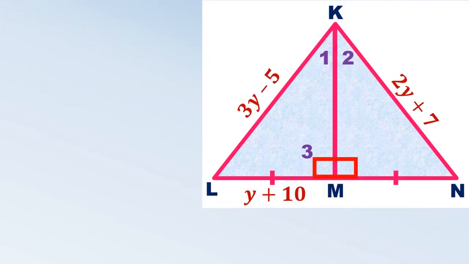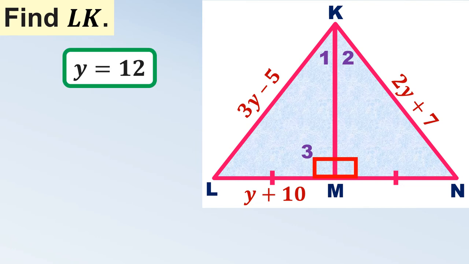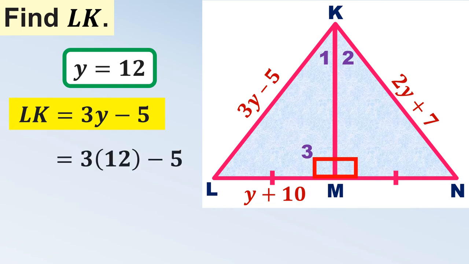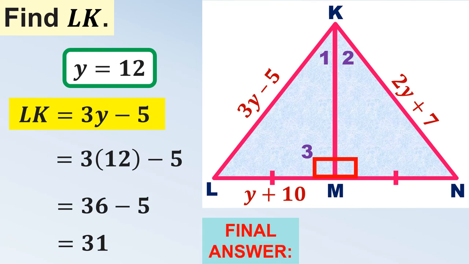Since we already have the value of y, we can now find the measure of LK by substitution. So, LK is equal to 3y minus 5. We substitute the value of y to the given expression. So, 3 times 12 minus 5. So, 36 minus 5 is 31. The measure of LK is 31 units.